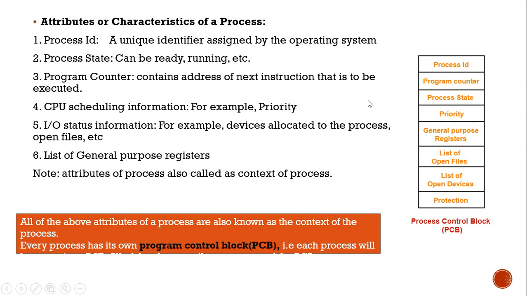Okay. So all these attributes, we also call them the context of a process, right. So we have to remember some important terms while studying this chapter, and that is your PCB and context of process, attributes of process, because we will be using them later when we discuss your process state diagram.